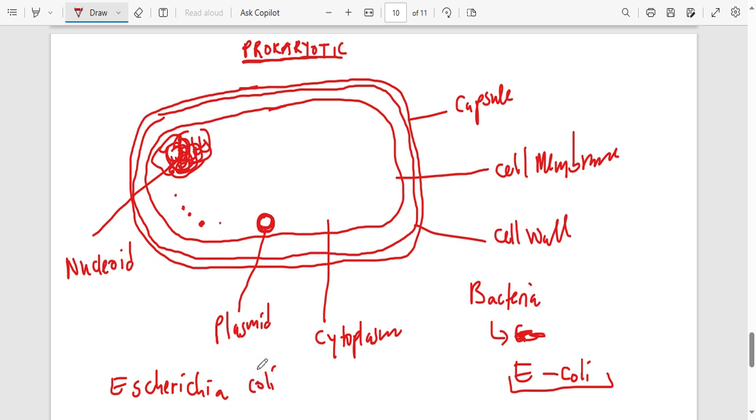So what is the function of the cell wall? The cell wall is there to prevent the cell from bursting when it gets water. The entry of water, the movement of water from one region to another, is known as osmosis. So it prevents the breaking of the cell by the movement of water by osmosis. So that is the function of the cell wall.